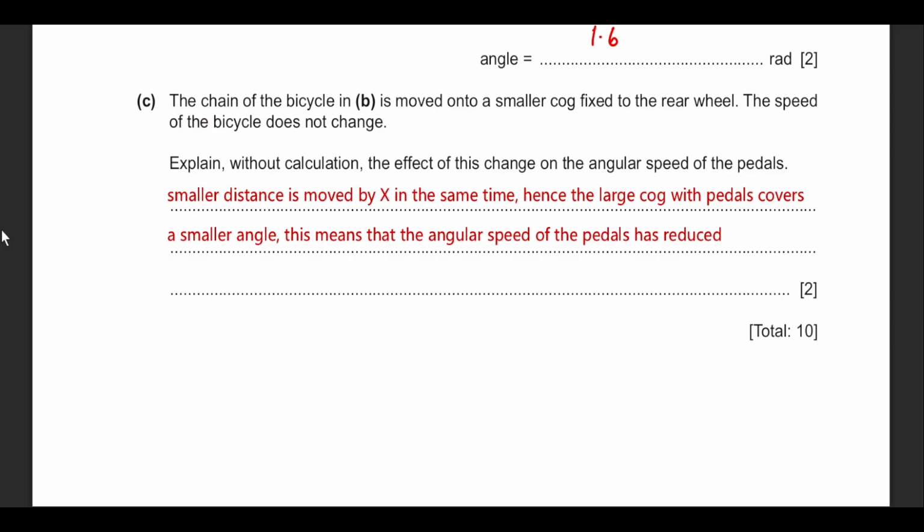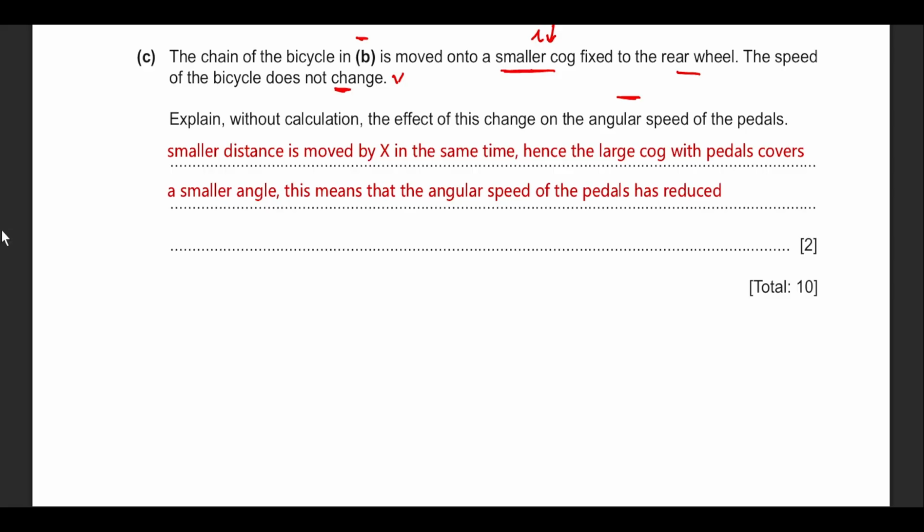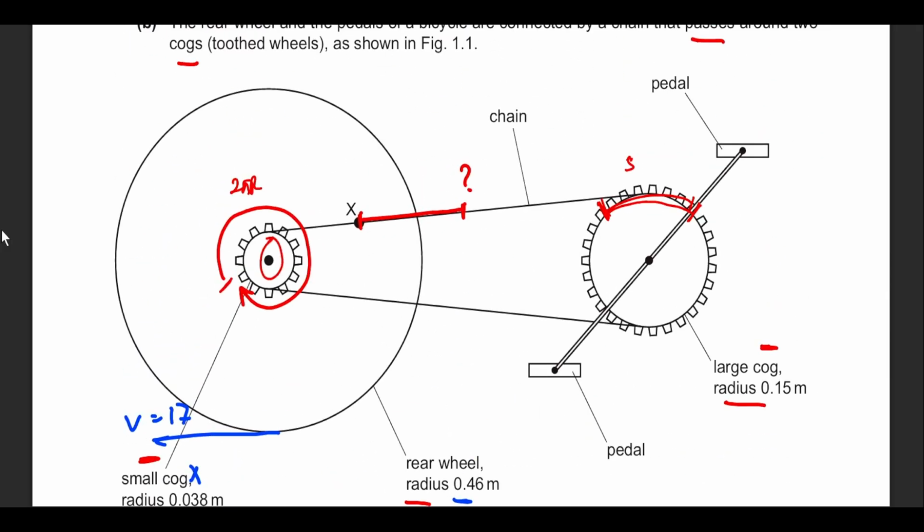Now, the next question is the chain of the bicycle is moved along a smaller cog fixed to the wheel. So if the cog is smaller, the radius will be smaller. The speed of the bicycle does not change, so the V is not changing. He says, explain without calculation the effect of the change on angular speed of the pedals. So since the X is going to be moving a smaller distance, as this cog is smaller in size, this X will be a smaller distance.